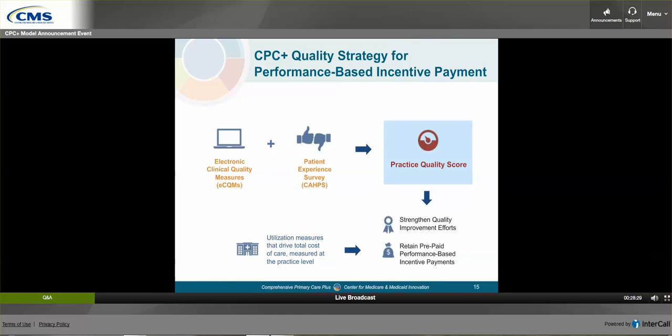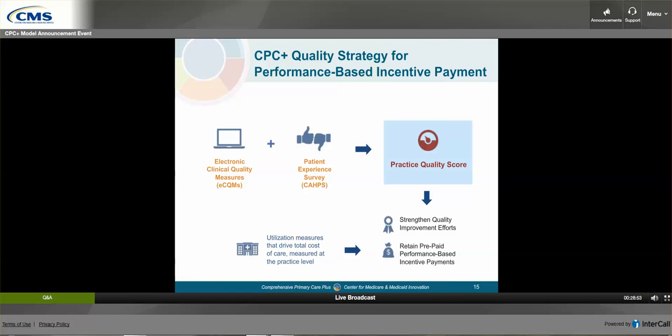So as we just discussed, the incentive payment is split into two pieces, quality and utilization. So let's start with quality, which is the first row. Quality measures include both electronic clinical quality measures and patient experience measures. Practices' performance on these combine to a score that determines their eligibility for the quality component of the performance-based incentive payment.